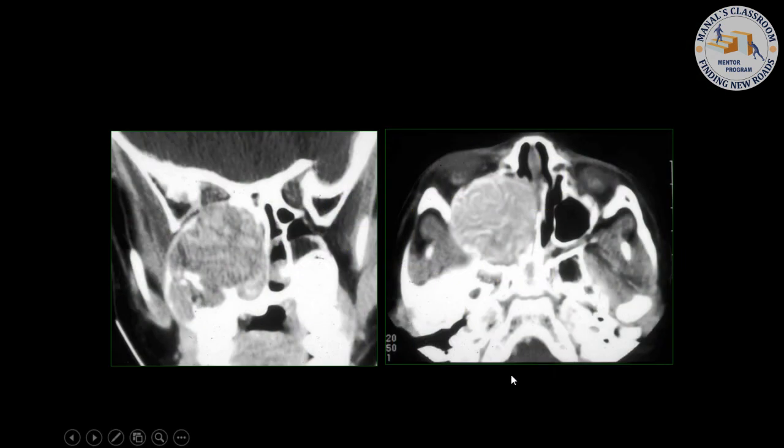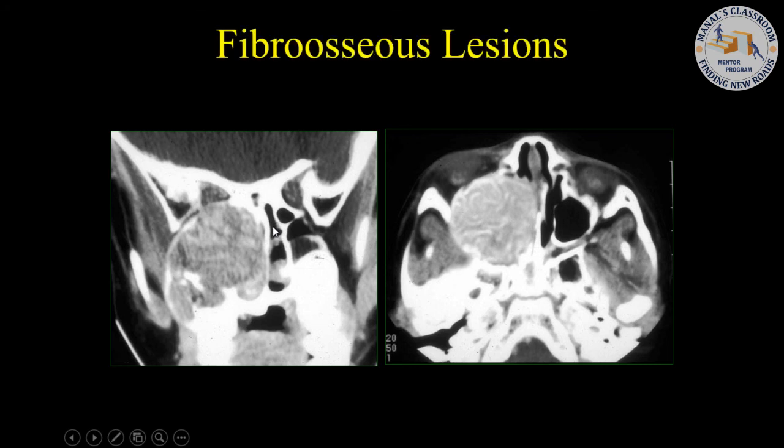Now, what about this one? Now, the key thing here is a non-contrast CT. Ossifying fibroma. So that's good. This was a fibroosseous lesion. So someone earlier mentioned fibrous dysplasia.